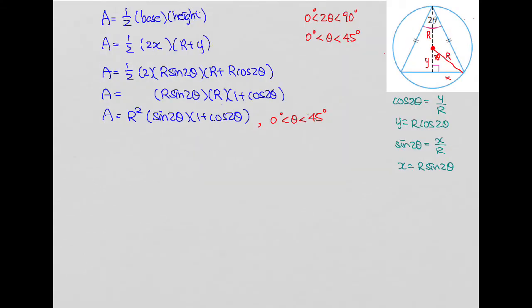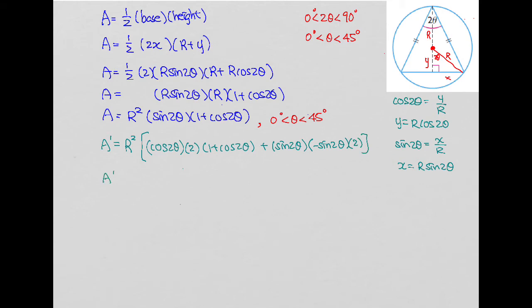Since we see there are two functions being multiplied together, that means we're going to use the product rule. So A prime will be r squared as a coefficient, so leave it outside. Sine will become cosine, times the differentiation of the angle, which is 2, times 1 plus cosine 2 theta, plus sine 2 theta, don't change it, and the differentiation of the second function, which is the differentiation of 1, 0, and cosine will be negative sine, times the differentiation of the angle, which is 2.